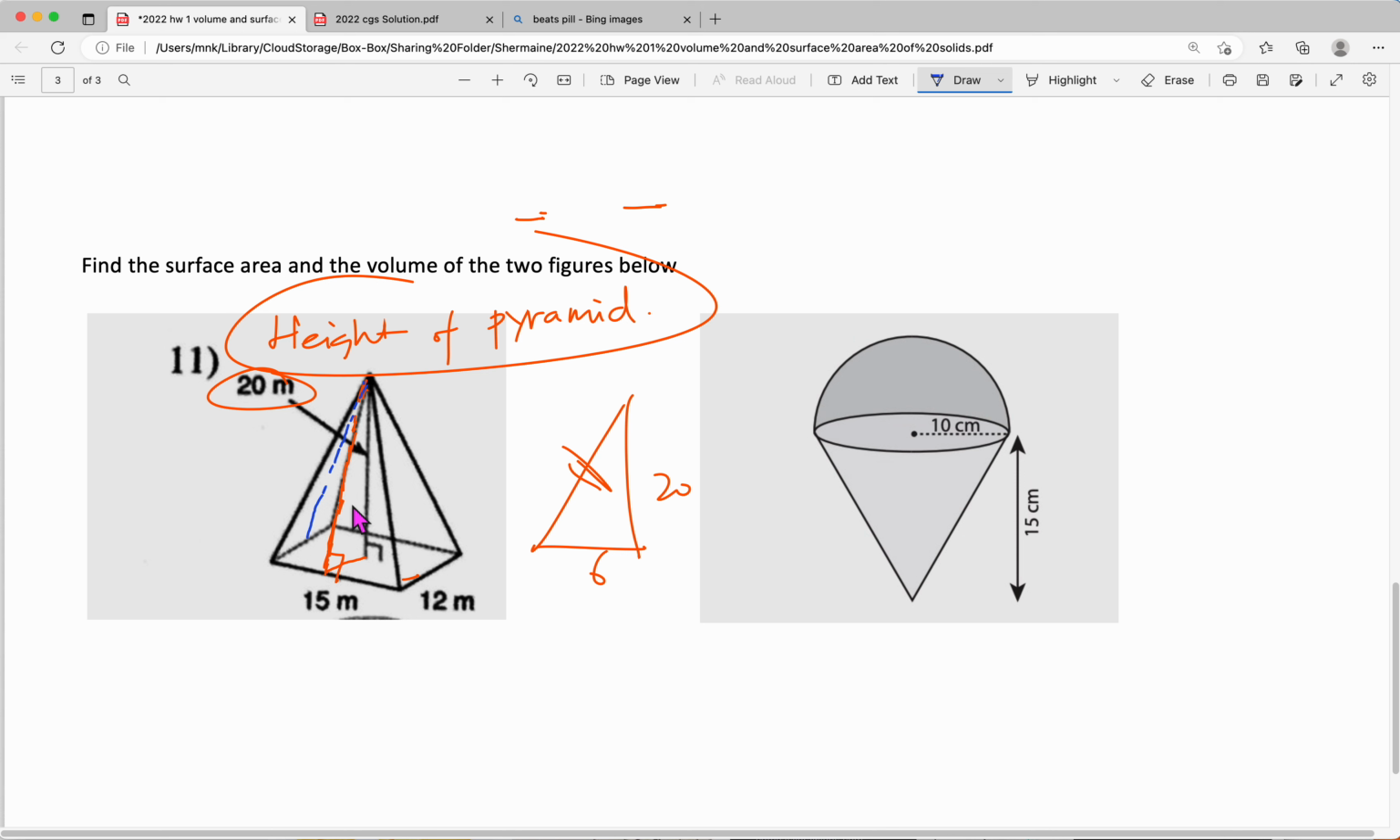1.4. How do you get it? I care about how. Take the 20 square and 7.5 square goes to C square. And then you get 400 plus 56.25 equals C square. And then you square root. Yeah, correct. Okay, then now find out the area of left, front, right, back.